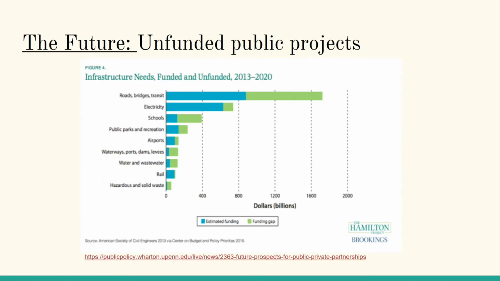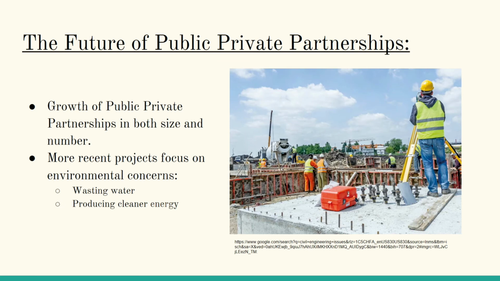Over the last few years, public-private partnerships have been growing a lot. As seen in the graph, the green bars represent how much is still unfunded right now but could be done, and the blue bars represent how much is actually funded right now. So this shows just how much more we could be doing if there's more companies who'd be willing to work with the government. As well as there's been a lot more growth in both size and number. Most recent projects focus on environmental concerns like wasting water and producing cleaner energy.